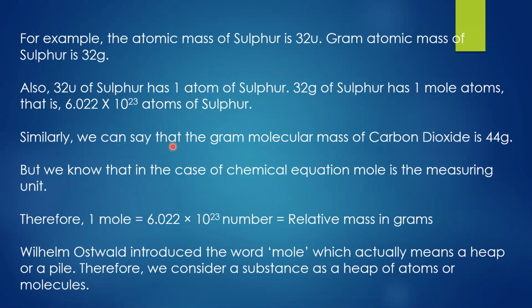For example, the atomic mass of sulfur is 32 units. Therefore, the gram atomic mass of sulfur is 32 grams. Also, 32 units of sulfur has 1 atom of sulfur. Therefore, we can also say 32 grams of sulfur has 1 mole of atoms, that is equal to 6.022 into 10 raised to 23 atoms of sulfur. Similarly, the gram molecular mass of carbon dioxide is 44 grams. In the case of a chemical equation, mole is the measuring unit. Therefore, 1 mole is equal to 6.022 into 10 raised to 23, which equals the relative mass in grams.